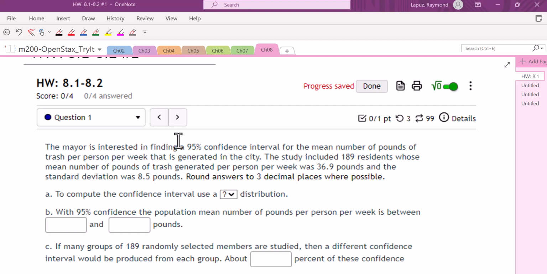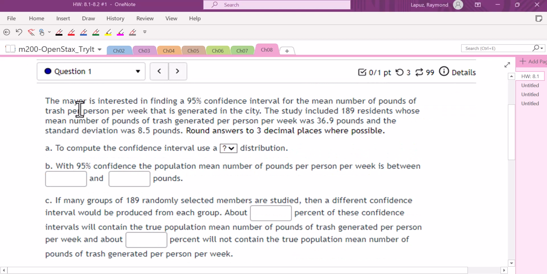In this video, we will take a look at a homework problem from homework 8.1-8.2. This is problem number 1. We have a mayor who's interested in finding a 95% confidence interval for the mean number of pounds of trash per person per week that is generated in the city.